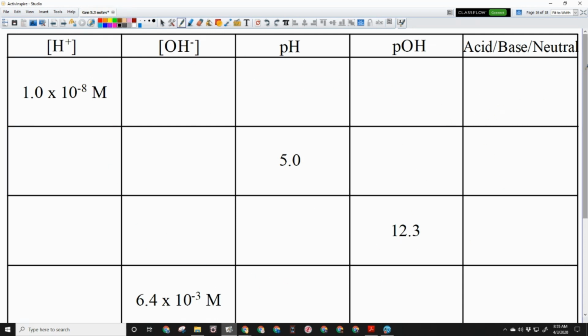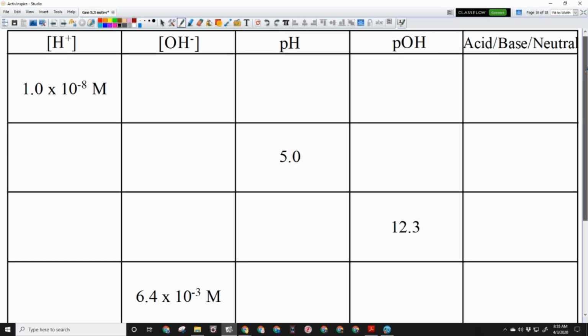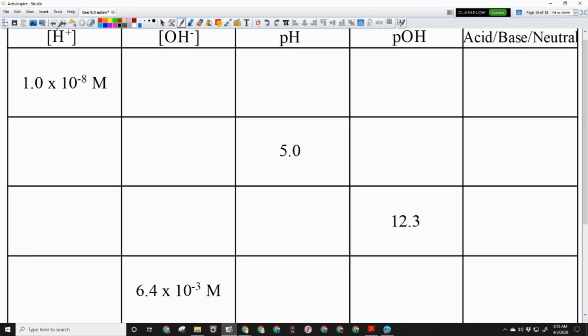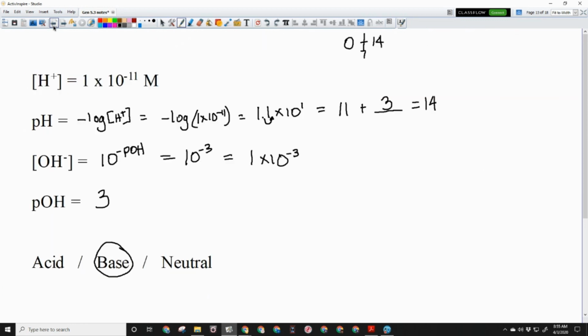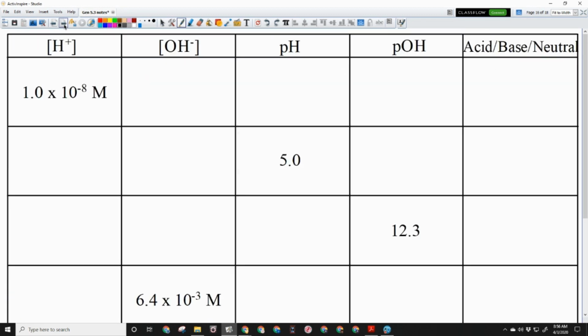All right, so you're going to see a chart like this on the worksheet that you are going to be working out. And this is just exactly like this right here. So you're going to be given one piece of the information, and then you're going to have to figure out the others.